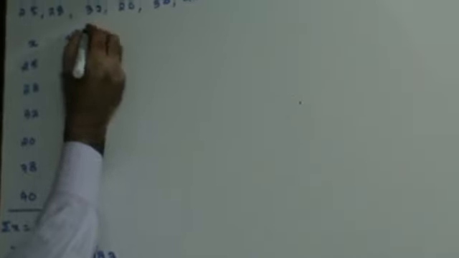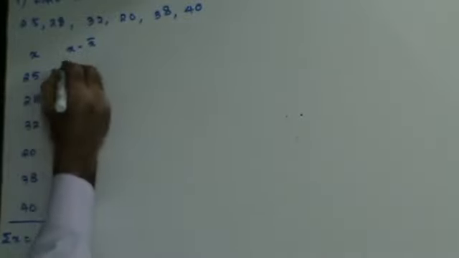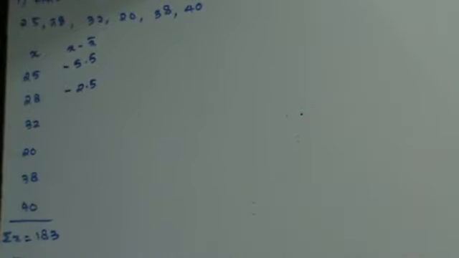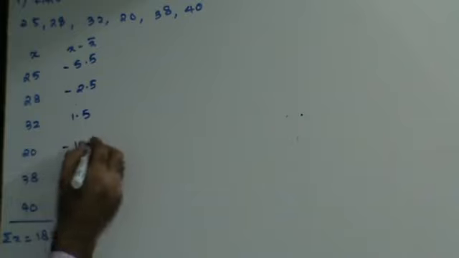Once you have this, then you have to find out x minus x bar. How do I find out x minus x bar? 25 minus 30.5 is going to be negative 5.5. Then 28 minus 30.5 is going to be negative 2.5. 32 minus 30.5 is 1.5. 20 minus 30.5 is negative 10.5. 38 minus 30.5 is 7.5. And 40 minus 30.5 is 9.5.